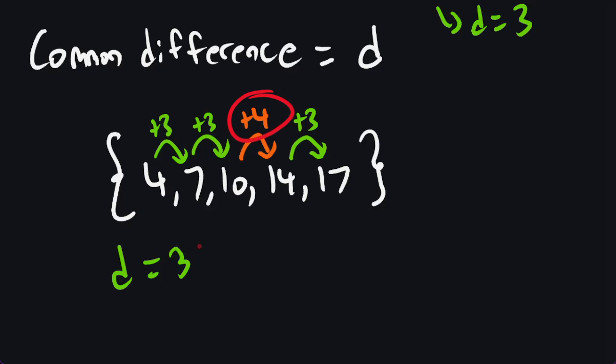D is not actually 3 because it has to be the common difference for every two consecutive terms. Even if for one of them it's not plus 3, that makes this not an arithmetic sequence. So this is not an arithmetic sequence.